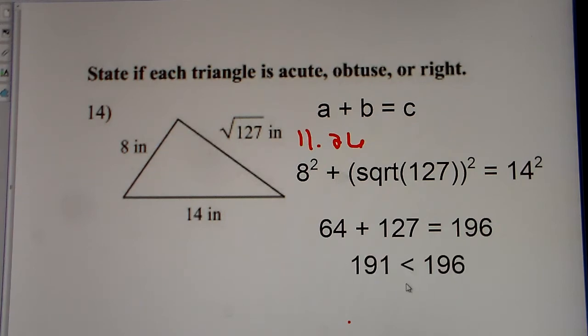Now, anytime a squared plus b squared is less than c squared, our triangle is going to be obtuse. So anytime c squared is bigger than a squared plus b squared, we have an obtuse triangle. That means this big length is extremely big. So this angle right here is going to be bigger than 90 degrees because 14 is significantly bigger than these two put together.